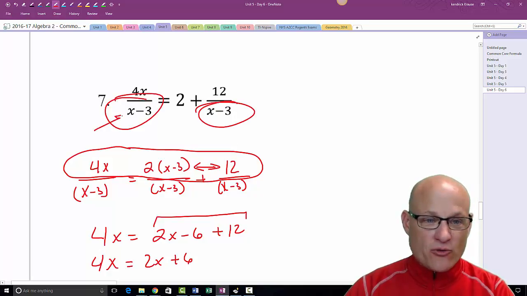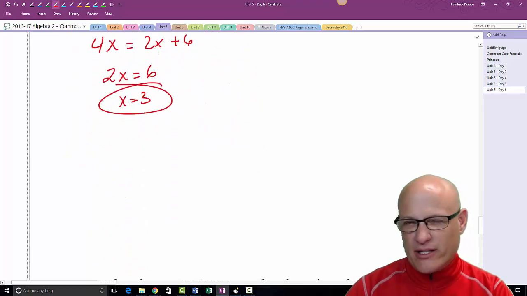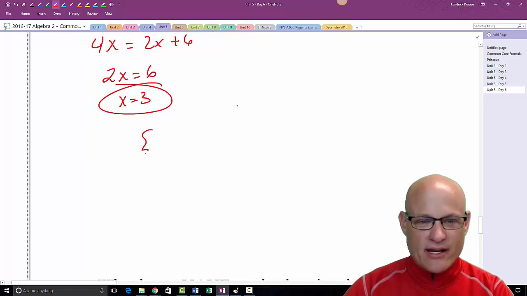You can't equal 3 because it would make my denominator equal to 0. So although I came up with 3 as my answer, my real answer is undefined.